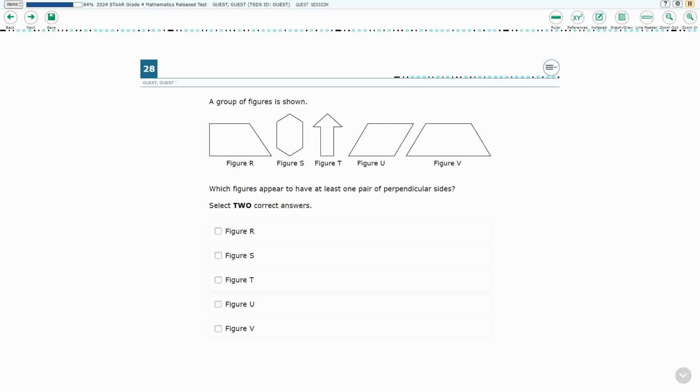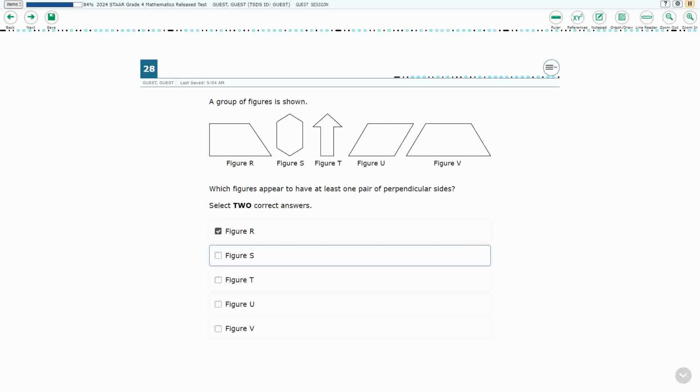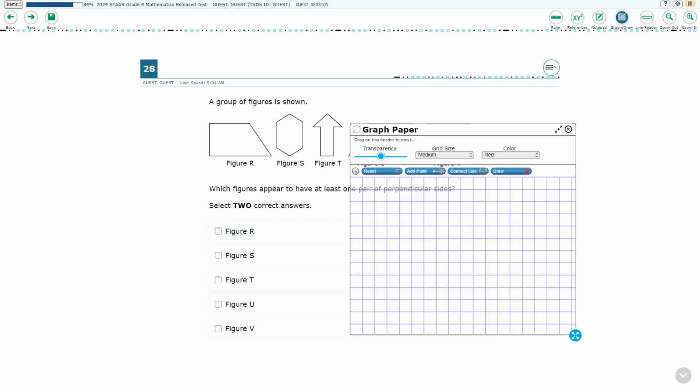So we need to find two correct answers. Just to show you how this works, if I select the first two, it is impossible to select a third, so you cannot select three answers. And if I only select one, it is going to give me a warning and say you have not answered everything. So let's take a look at this problem.